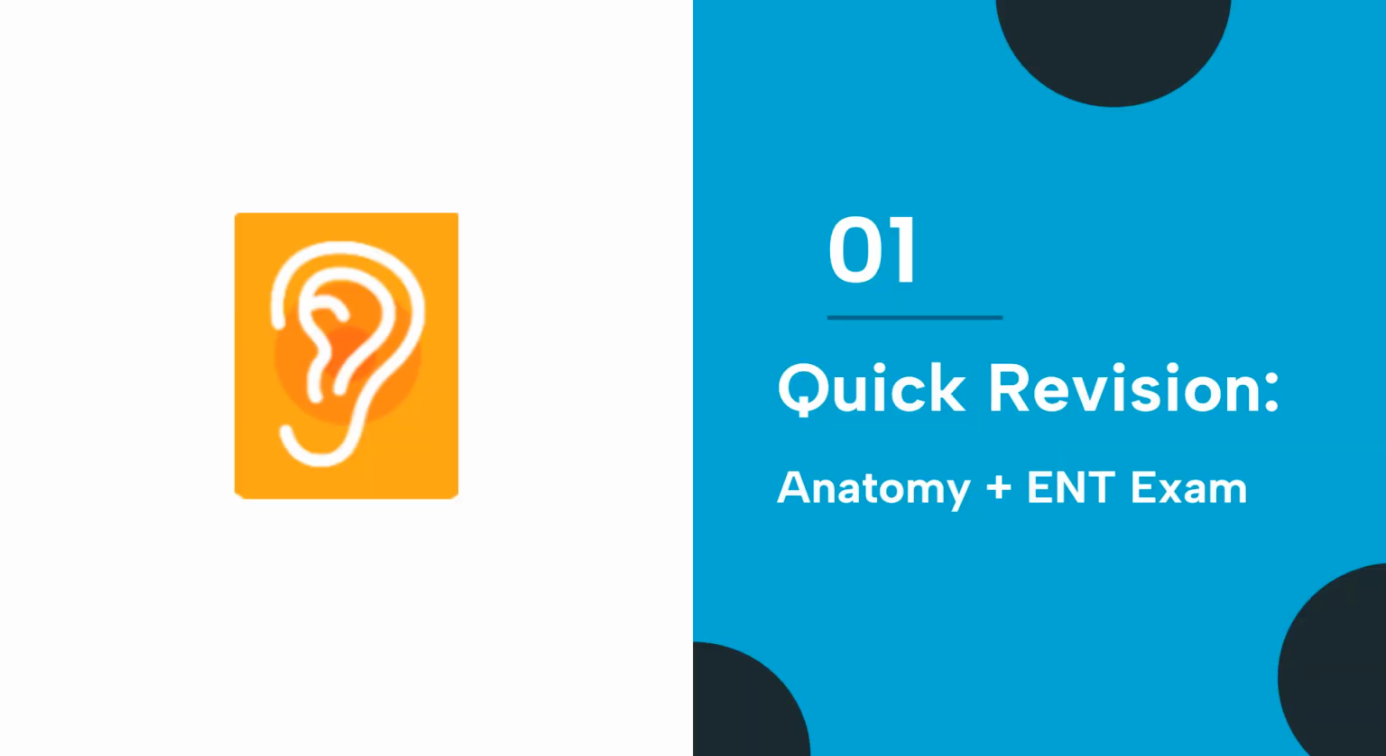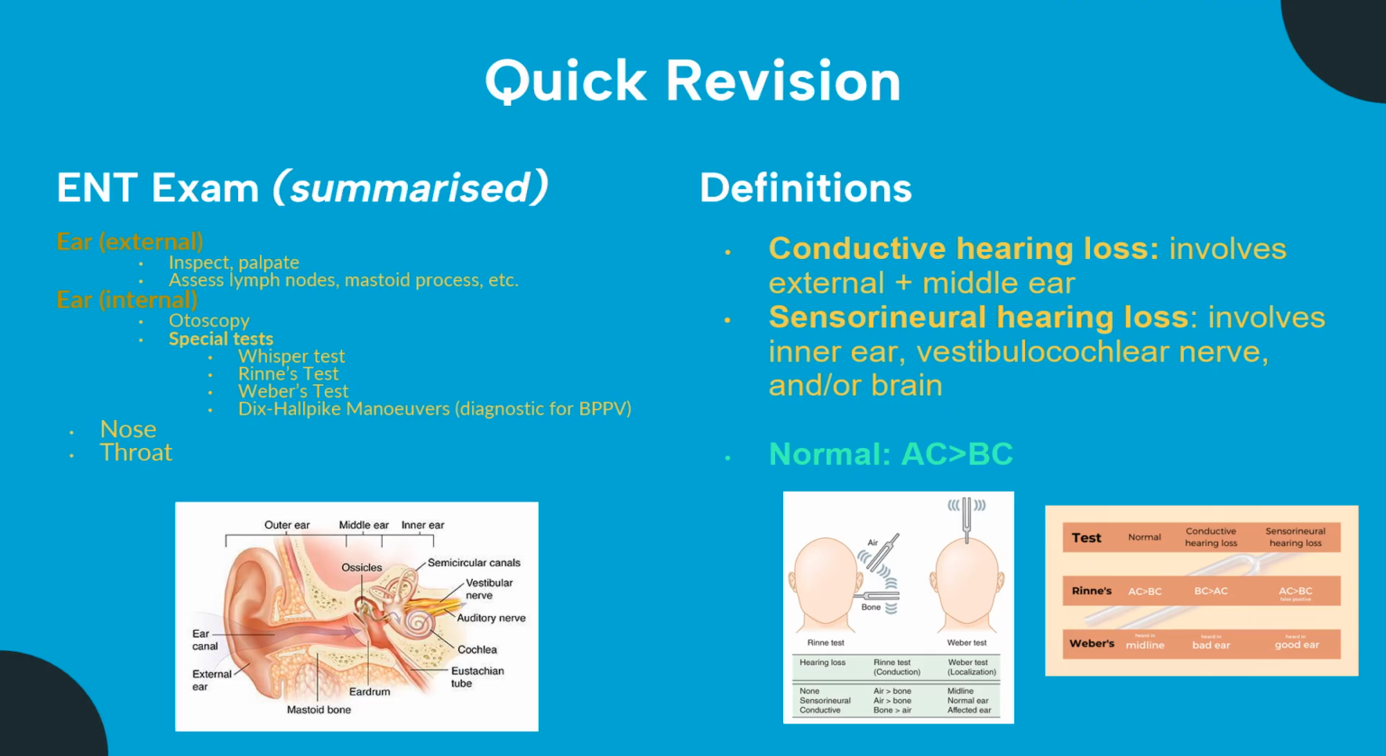So just in terms of a bit of quick revision of anatomy as well as how to do an ENT exam. In terms of some quick revision, the ENT exam covers a few things, including the ears, nose and throat, as you can probably imagine. So we're going to be discussing mainly the ear.